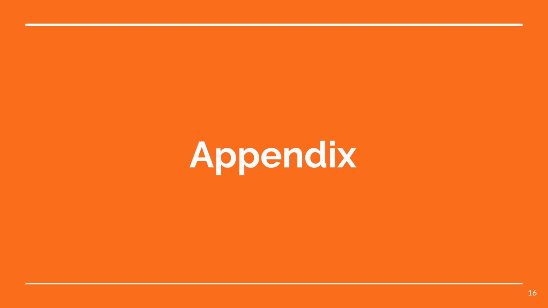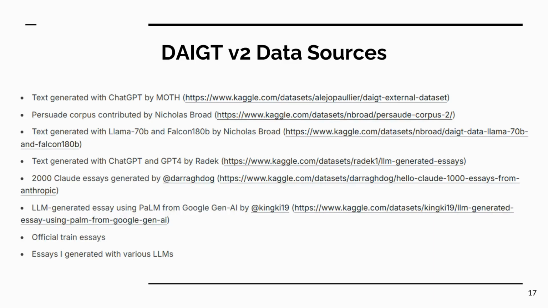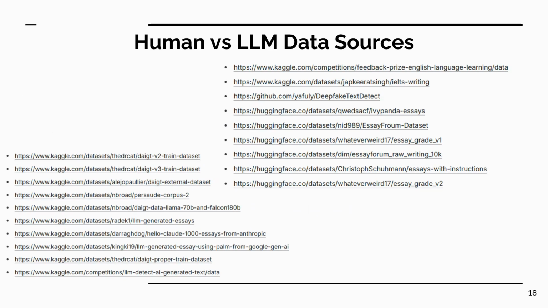Additionally, we will list out the resources that we found in the appendix. Here is the list of resources regarding the DAIGT data source that we found throughout our search, and here is the list of resources regarding the LLMs versus human data source that we found.